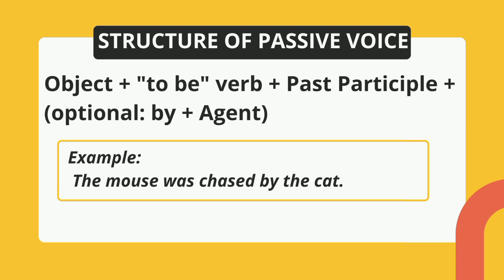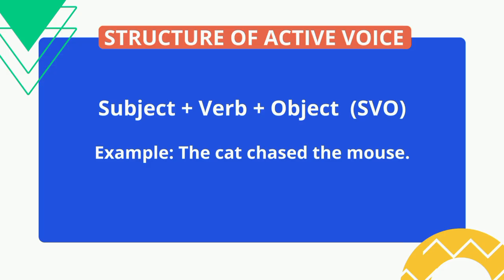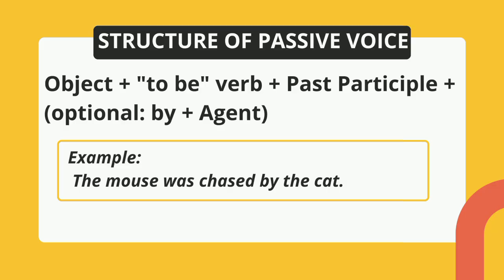So for example, the mouse was chased by the cat. Let me take you back to the first example I gave you in active voice. The cat chased the mouse. Now the sentence has changed to the mouse was chased by the cat.